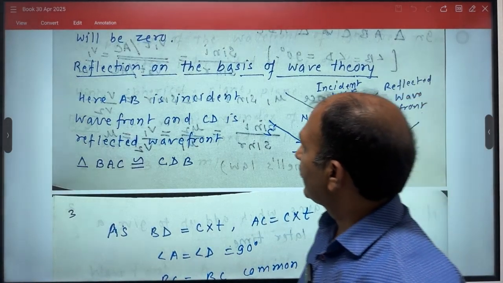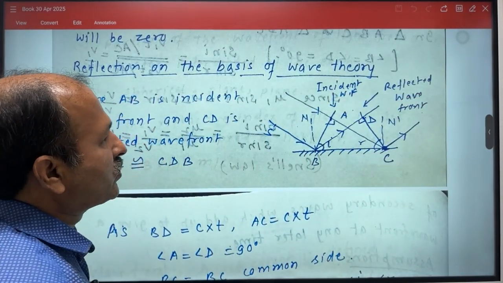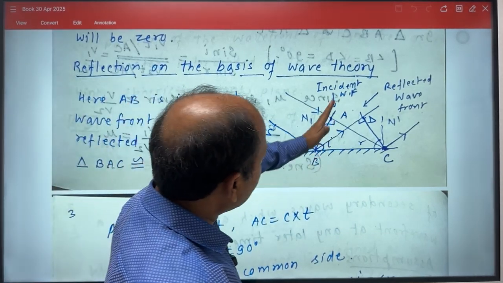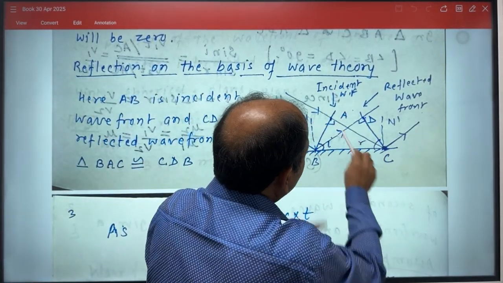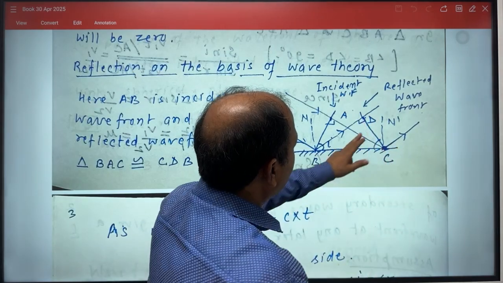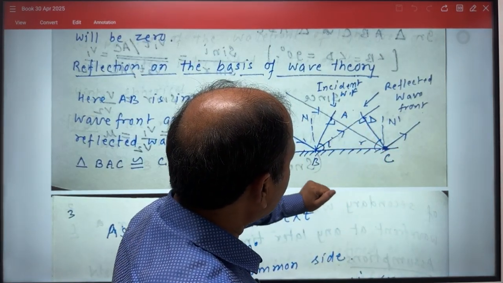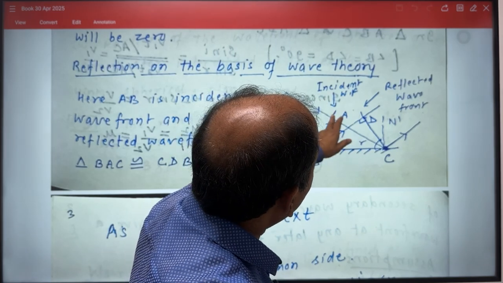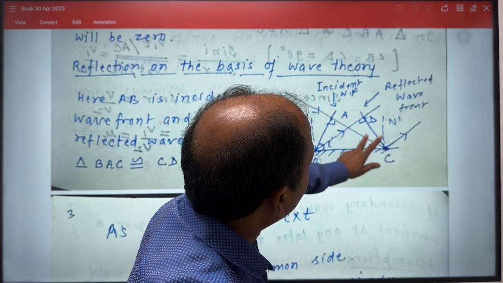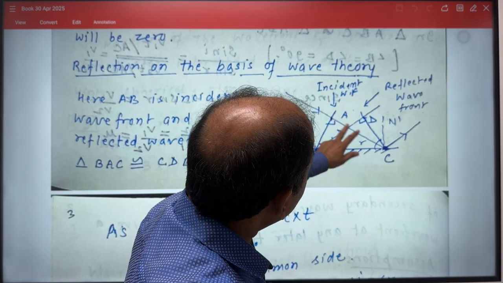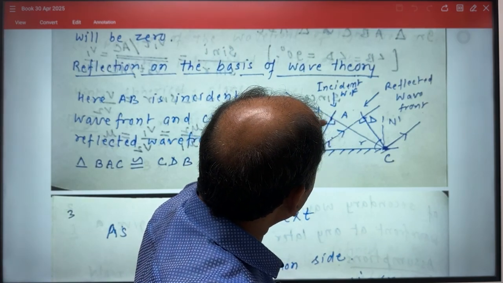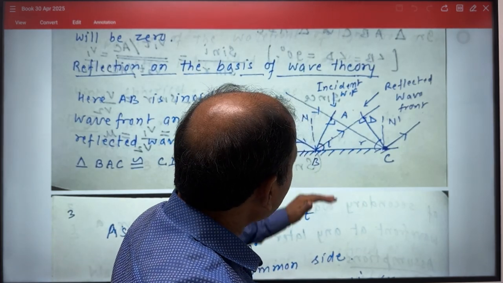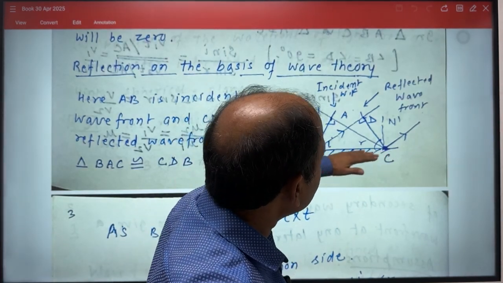Now what is our purpose? Our purpose is to prove that I equal to R. So it is very obvious. Here this is perpendicular and here this is perpendicular, so both these angles are 90 degrees, right? And since light is traveling in the same medium, whatever time and whatever distance light has traveled from here to here, the same will be true for this. Means you can say AC equal to BD. Correct? And this is common to both, means hypotenuse.